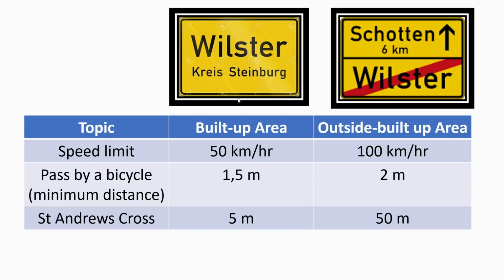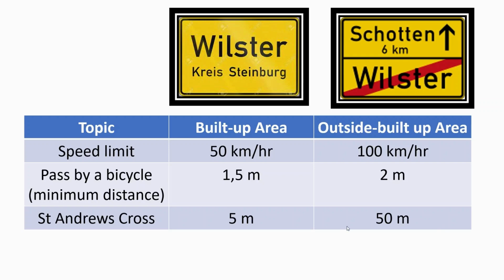And the speed limit, as you know, for the city roads, for the city limits, for the built up area, it is 50 km per hour. For outside built up area, it's 100 km per hour. Of course, if it is not limited by any other speed limit sign. To pass a bicycle, if you are in the city roads, the minimum distance space that you must leave is 1.5 meter, and the same is 2 meter for outside built up area. Again, the St. Andreas cross, when you see this railway cross, for built up area you should leave 5 meter space before this St. Andreas cross, and if it's outside built up area, the same is 50 meter.